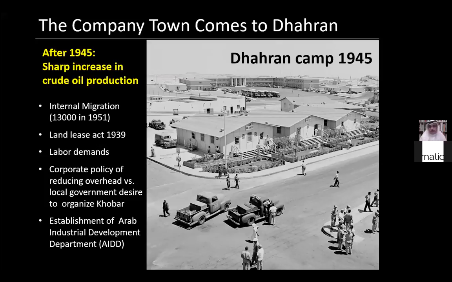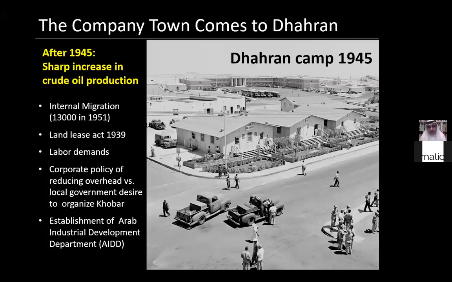So all the merchants that you could think of now in the Eastern Province are graduates or alumni of AIDD: the first electric power company, the first natural gas company, the first building material workshops, the first transportation companies. All of these are offshoots of Aramco, or Aramco helping technically its own employees to establish their own businesses.